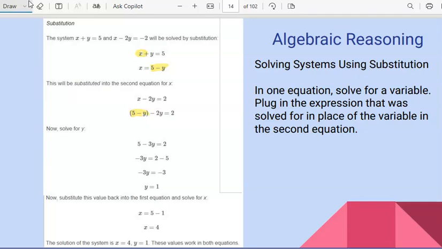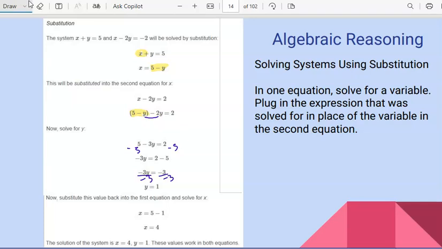Alright, so combine the like terms. That gives you negative 3y. Subtract the 5 from each side. We get negative 3y equals negative 3. Divide each side by negative 3, and then you get y equals 1.